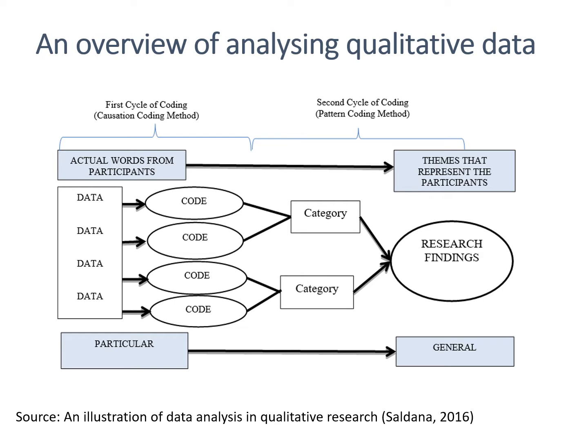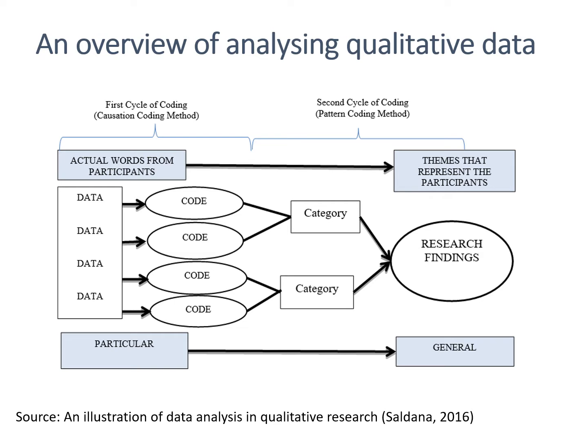This diagram, which I took from Saldana, will give us an overview illustration of how a qualitative data analysis looks. In this diagram, you can see data. Data here is referring to the raw data we normally obtain from interviews, which we then transcribe into words, or maybe observation, and then we transcribe into words as well. These are typical data for qualitative research.